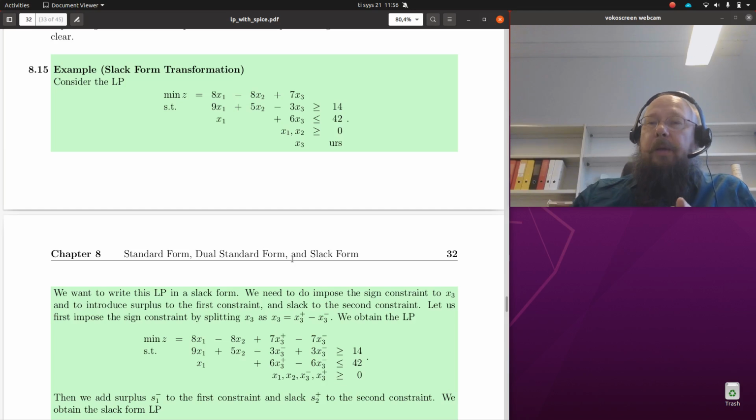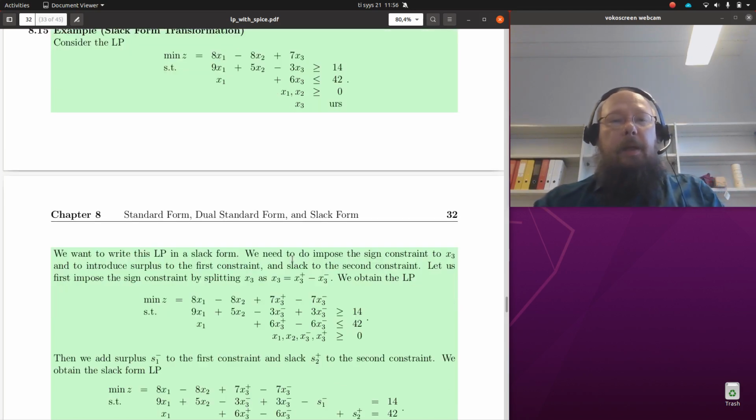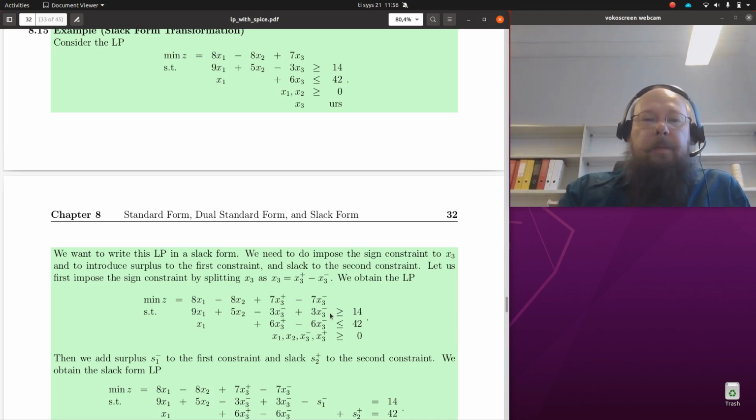So what is left? We have to turn inequalities into equalities. How do we do this? Here I have a lower bound, meaning that I have a surplus, so this will be minus s1 minus, because this is the first constraint. And here I have an upper bound, and this is the second constraint, so it will be s2, and I use the superscript plus to denote that this is a slack.